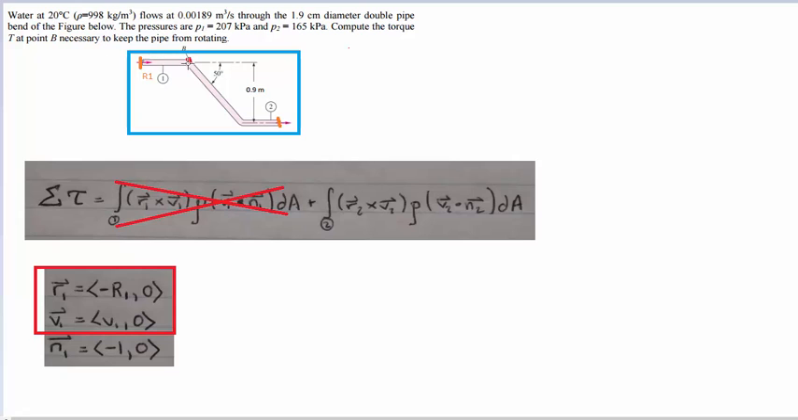How could a flow with the velocity being collinear with the moment arm possibly generate a torque? And it can't, so that's why this term disappears.